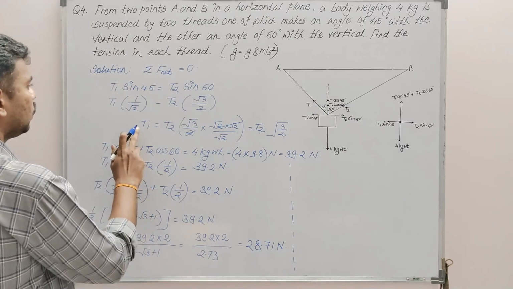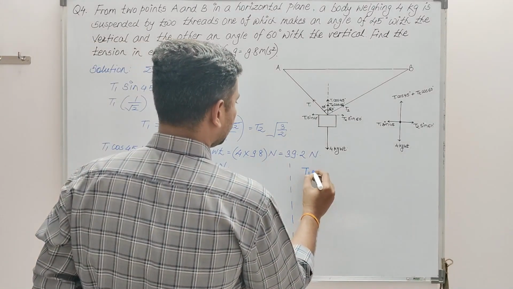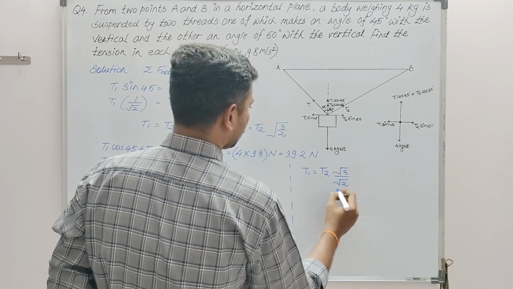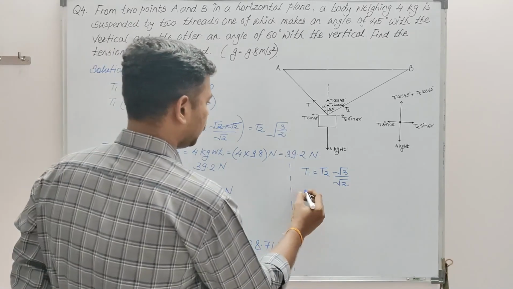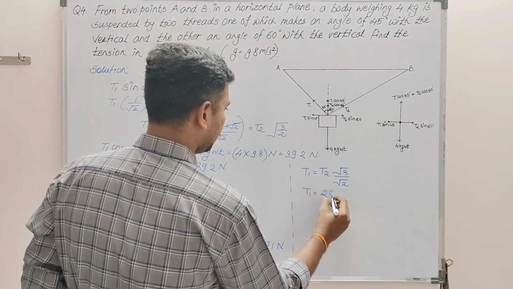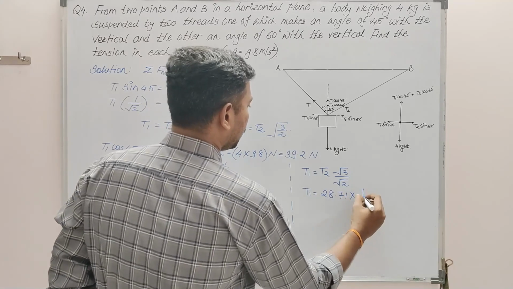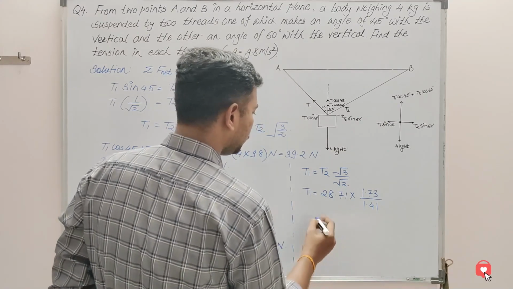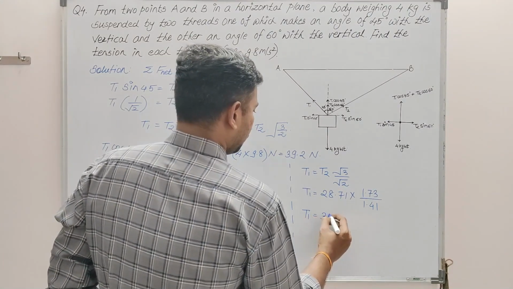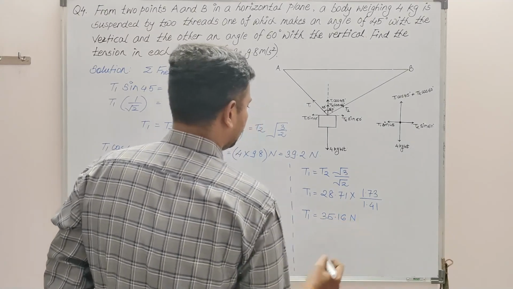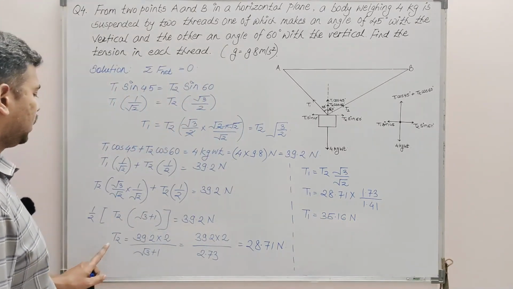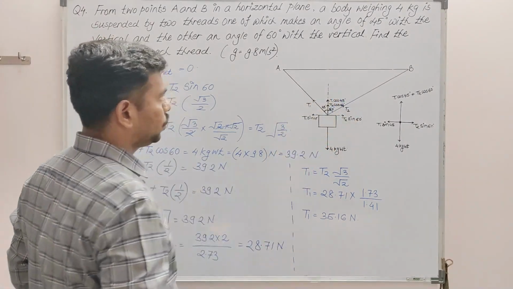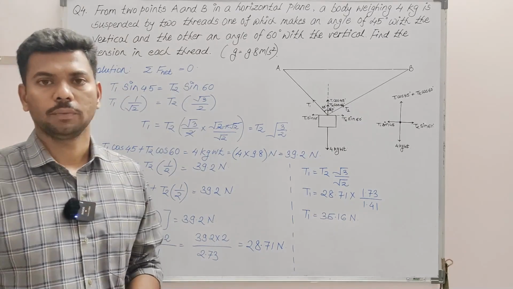So in this way, we got the value of T2. Now we will find the value of T1. As we have T1, which is equal to T2 into root 3 by root 2, we will substitute the value of T2 there, so that T1 is 28.71, as root 3 is 1.73 and root 2 is 1.41, and by solving this we will get 35.16 Newton. So in this way we can find out the values of T1 and T2, which are the tensions in these two strings. So this is the answer for the given problem.